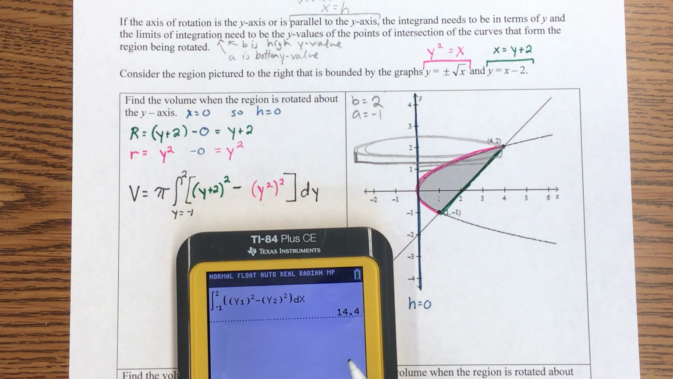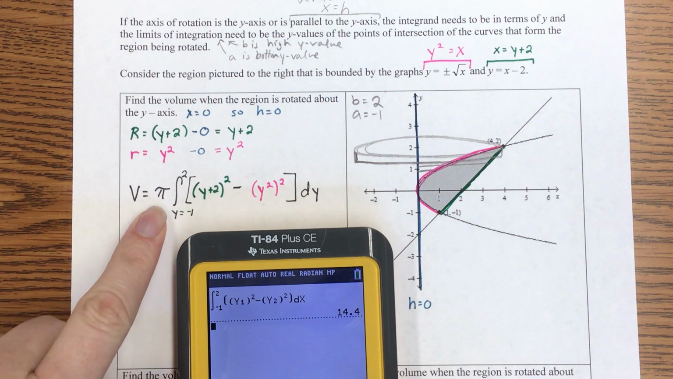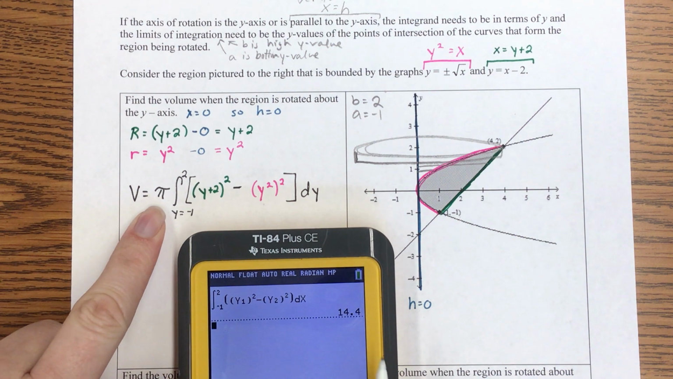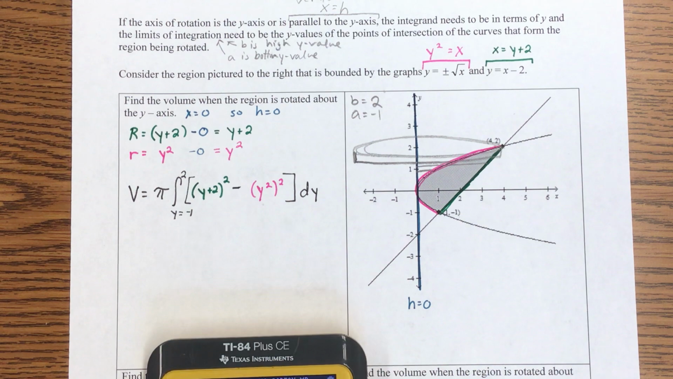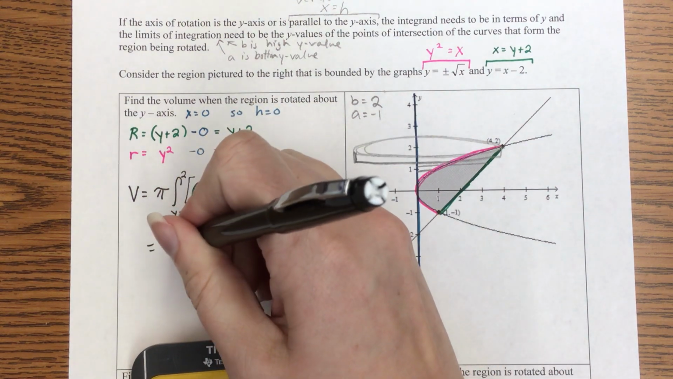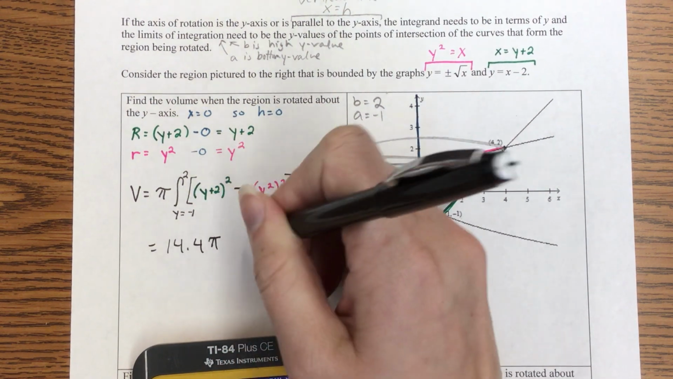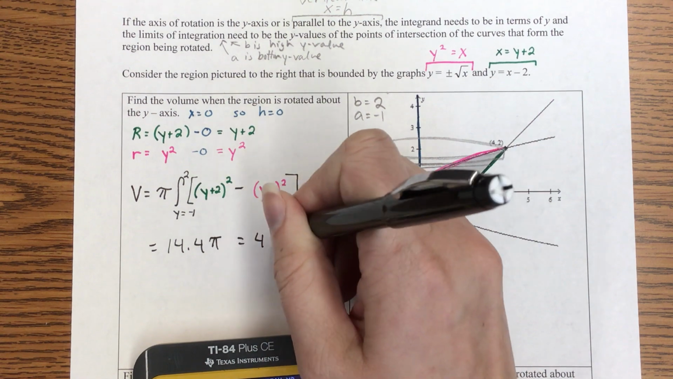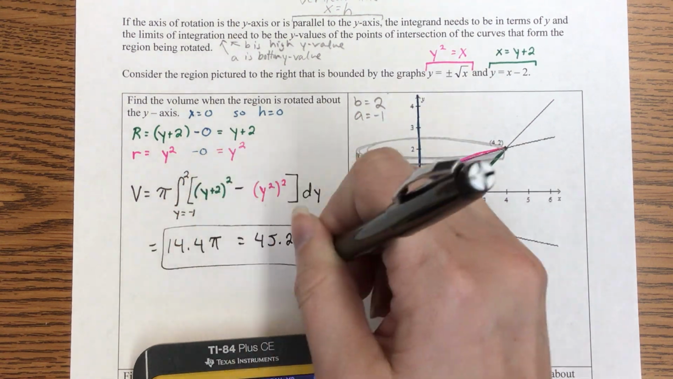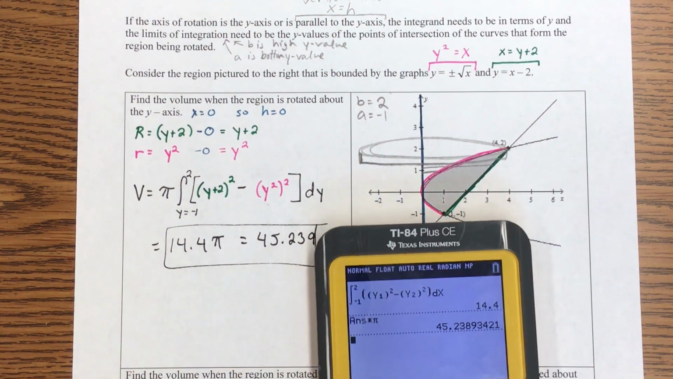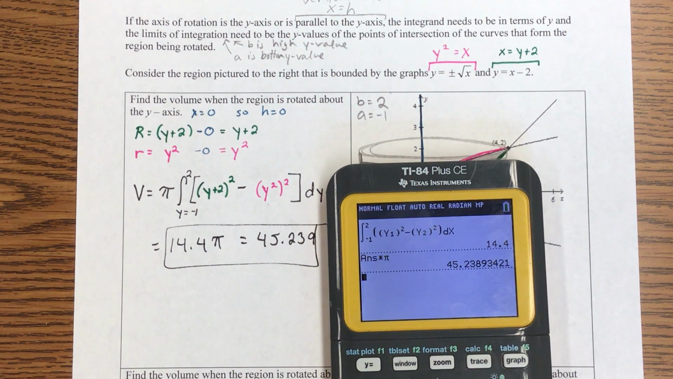I get 14.4. Now, I did not plug in the pi into the calculator. So this is 14.4 pi, or you could say times pi and get 45.239. So either one of those is acceptable. Cool.